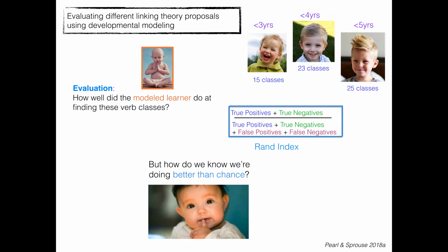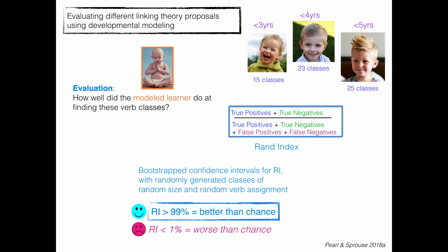But how do we know that we're doing better than chance, right? You can get some score, maybe 1's better, 0's not great, but how do we know we're doing better than chance? And so what we decided to do was to bootstrap confidence intervals for the RI with randomly generated classes of random size and random verb assignment, where if you're doing better than 99% of those classes, we're going to say that you're doing better than chance. And if you're doing worse than 1% of them, you're doing worse than chance. Luckily, none of ours actually fell in that range, but we're really focusing on which ones were actually better than chance.